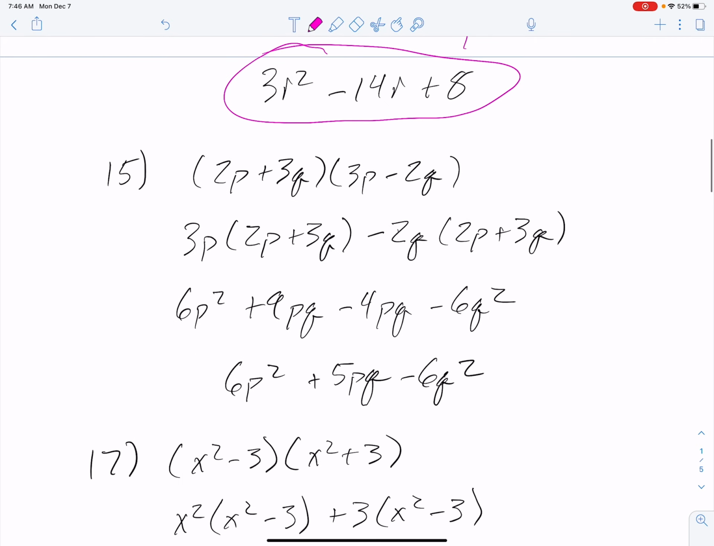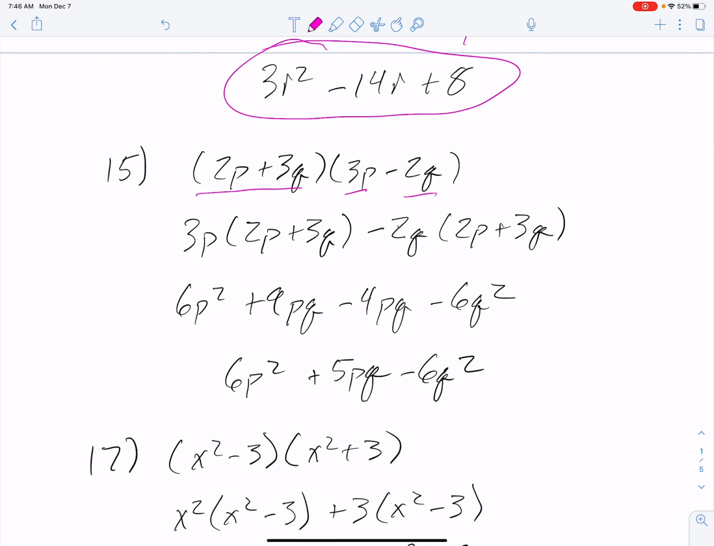Now we see multiple variables, and the nice thing about the distribution technique is that this should already set our problem up in descending order. So I'm distributing 2p plus 3q to 3p minus 2q. Again, be careful when you distribute the negative. Make sure you end up with a negative 6q squared. And if I'm going to follow descending order in the alphabet, I'll end up with 6p squared plus 5pq minus 6q squared.